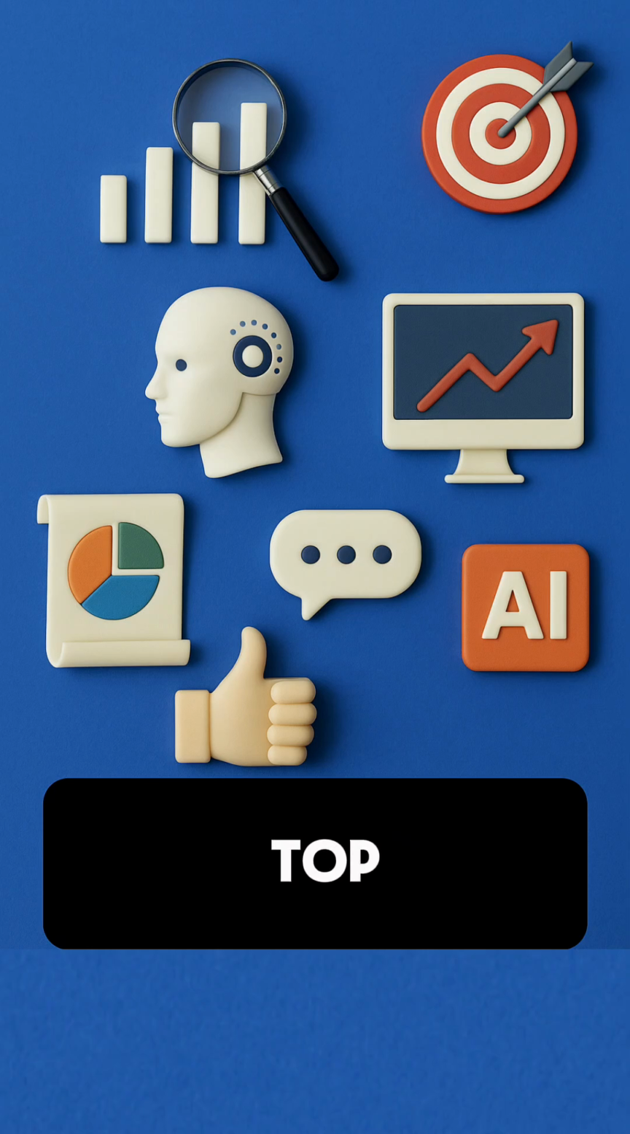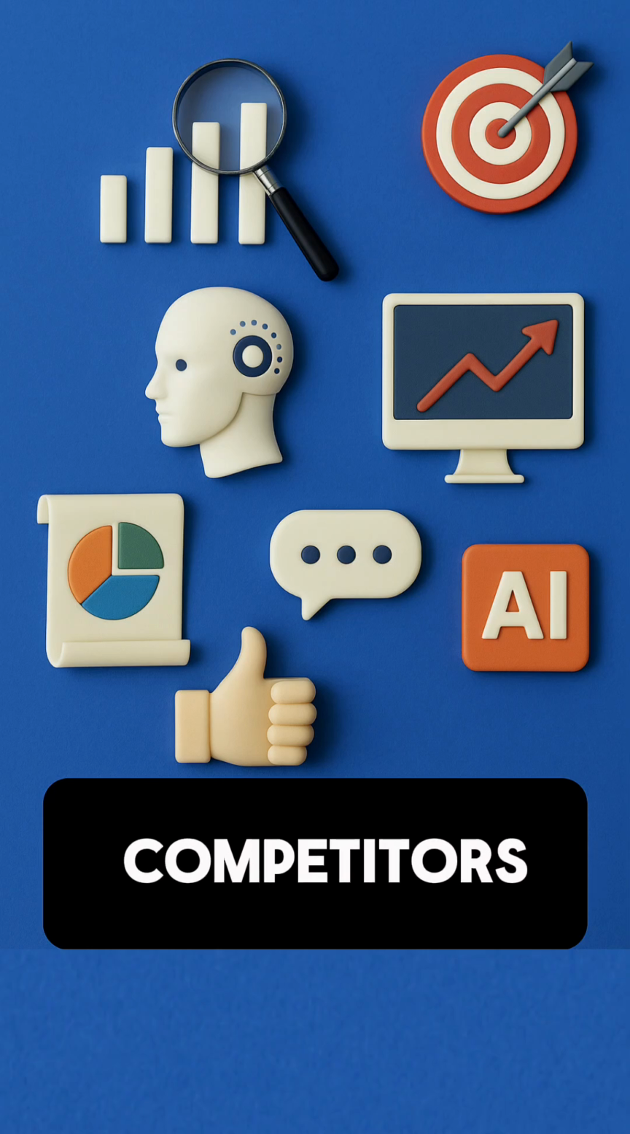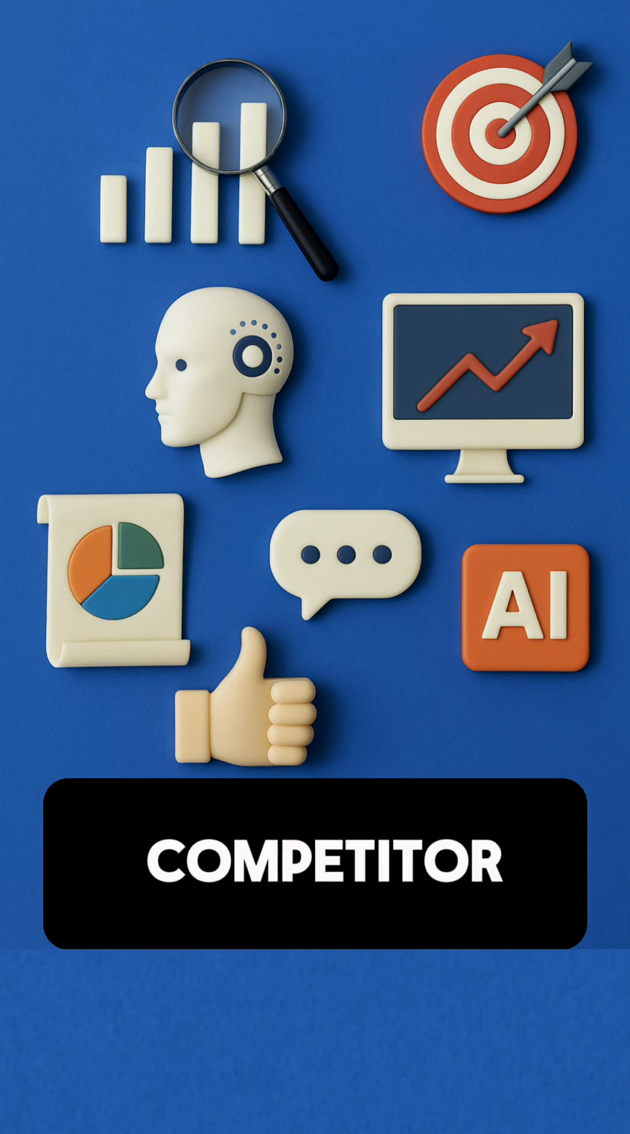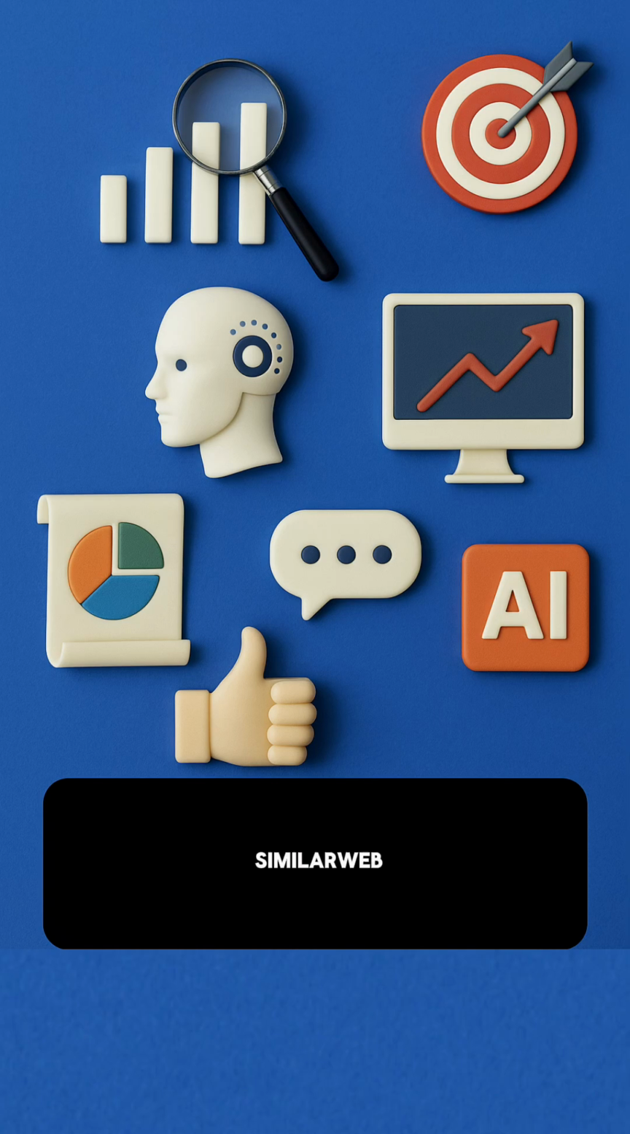Want to know how top U.S. companies spy on their competitors legally? Here are the best AI tools for competitor analysis. 1. SimilarWeb reveals your rival's traffic sources and audience insights.